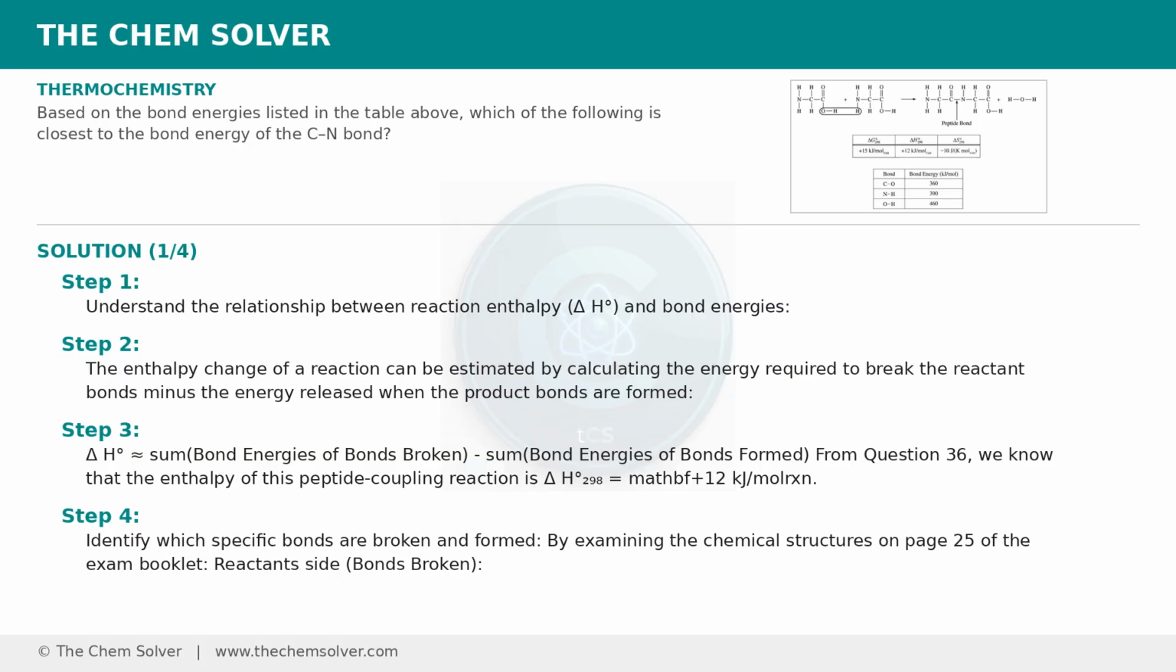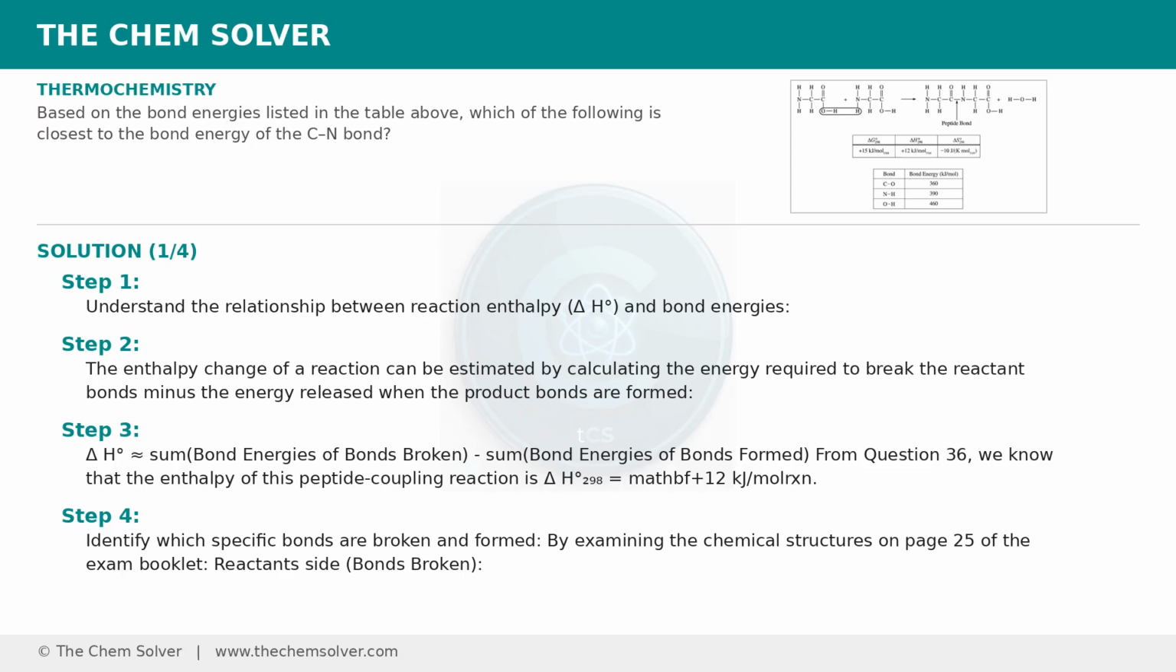Understand the relationship between reaction enthalpy, delta H degrees, and bond energies. The enthalpy change of a reaction can be estimated by calculating the energy required to break the reactant bonds minus the energy released when the product bonds are formed. Delta H degrees approximately equals the sum of bond energies of bonds broken minus the sum of bond energies of bonds formed.